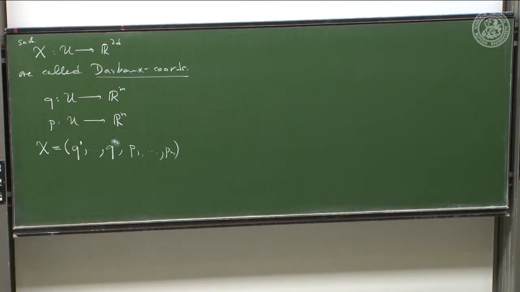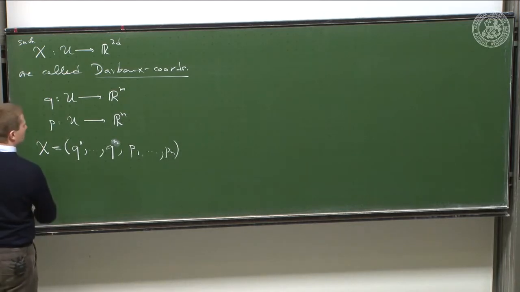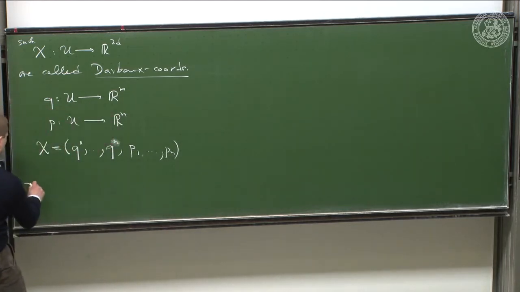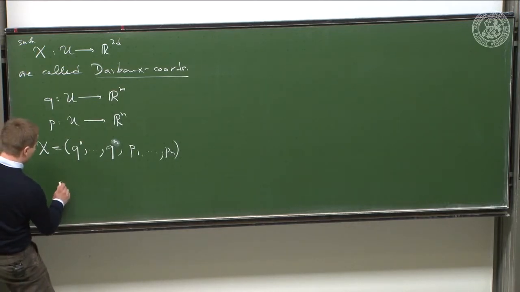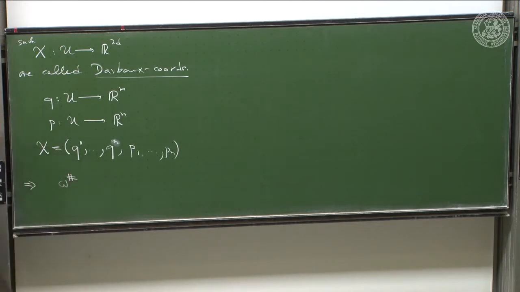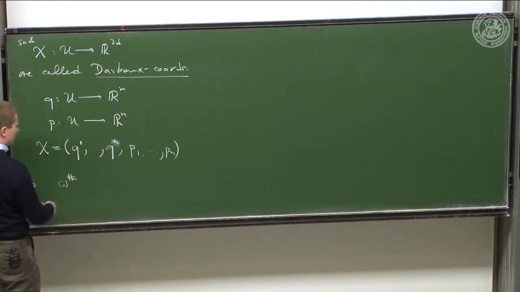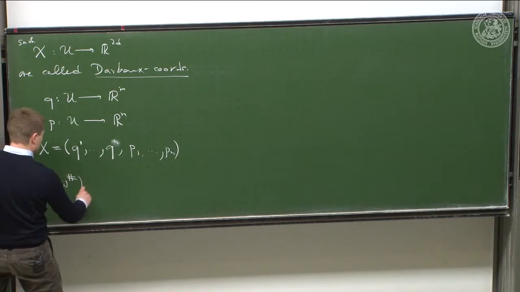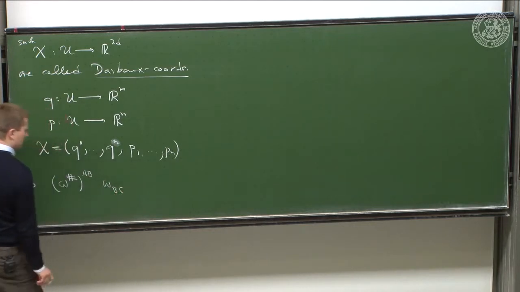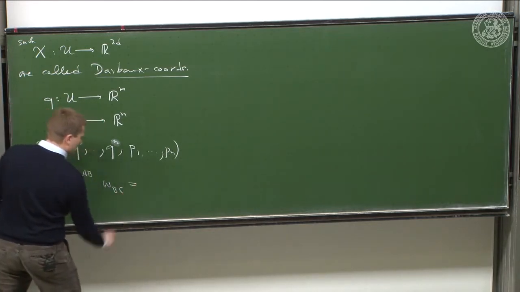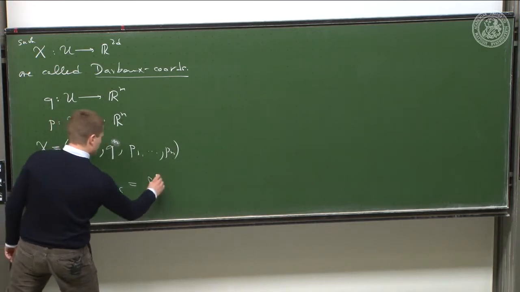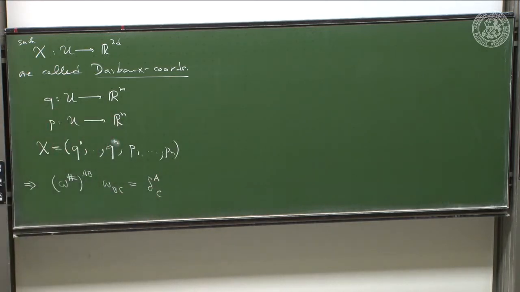So once we did that, we can immediately find that if the omega looks like this, then we can define an omega sharp, like the musical symbol. You raise the indices. You do this. It's the inverse. So we define this in Darboux coordinates, omega^{AB}, such that omega^{AB} omega_{BC} equals delta^A_C. Now, you can do this always.